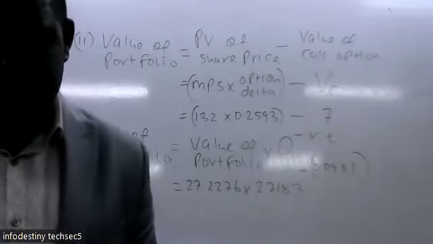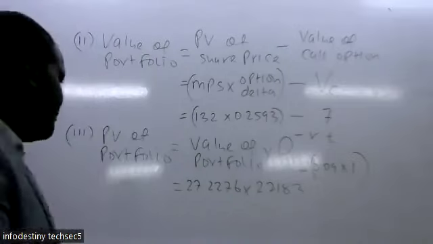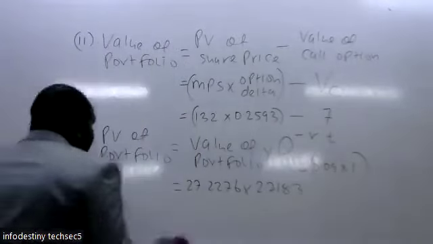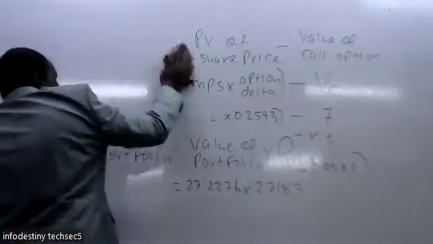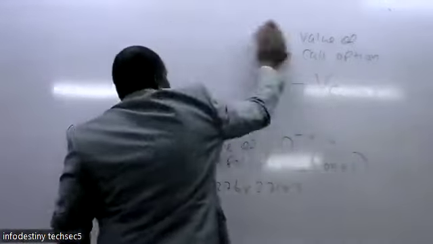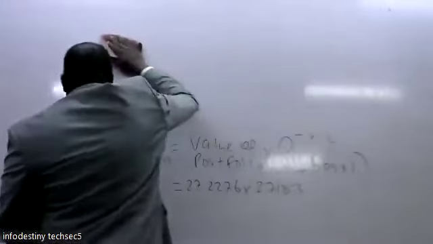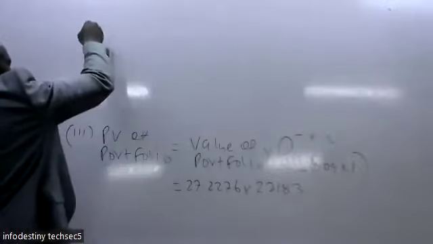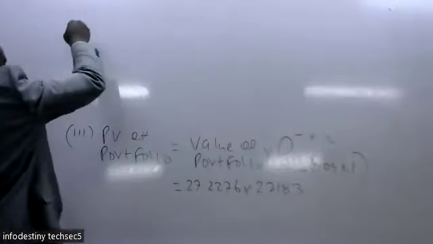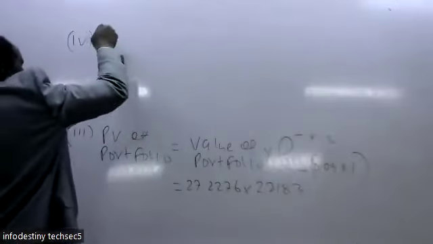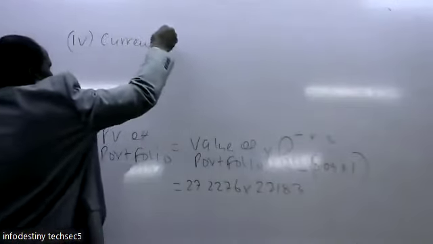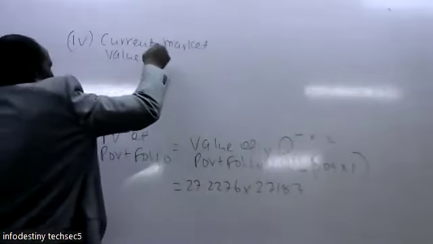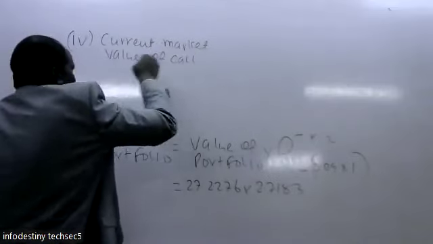Step 4 would now be the current market value of the call option. So now we go to step number 4. Step 4 should now be the current market value of the call option.